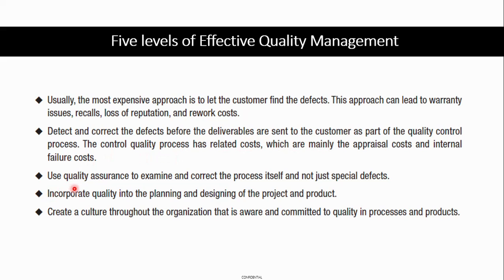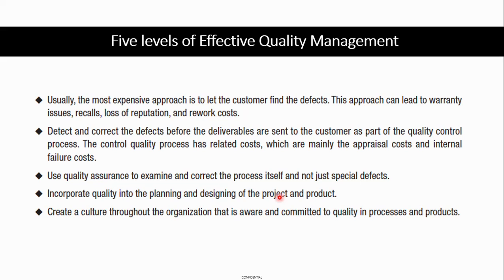Then use quality assurance and examine whether the process itself is correct, not just specific defects. So now you try to enhance your quality process. You have a constant quality assurance program within your project. So not just some ad hoc testing or sample testing and trying to find specific defects or specific issues with the project, but as an entire process you try to maintain a constant quality assurance process throughout your project, so that you have better, enhanced product deliverables when they are sent to the customer.